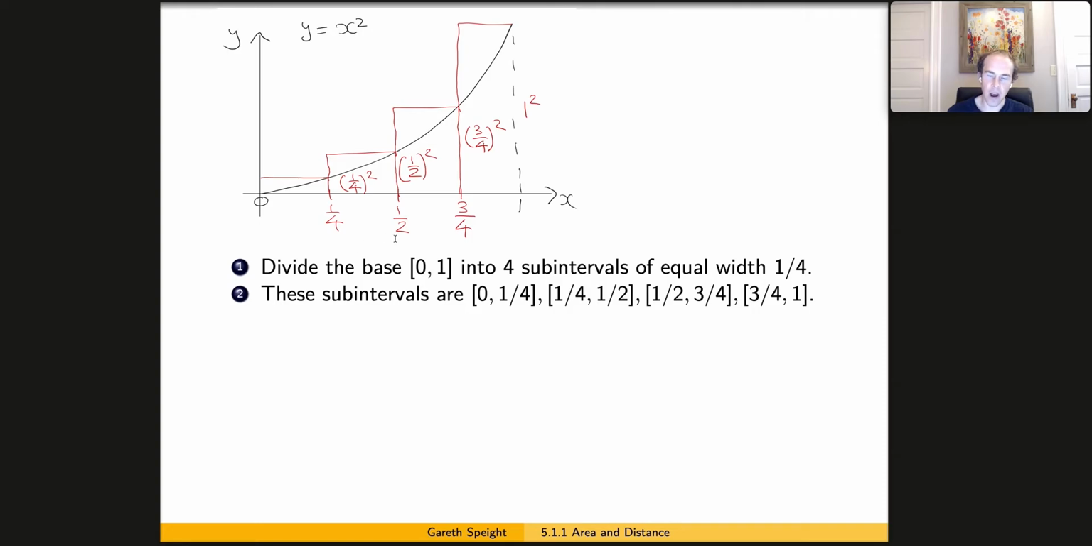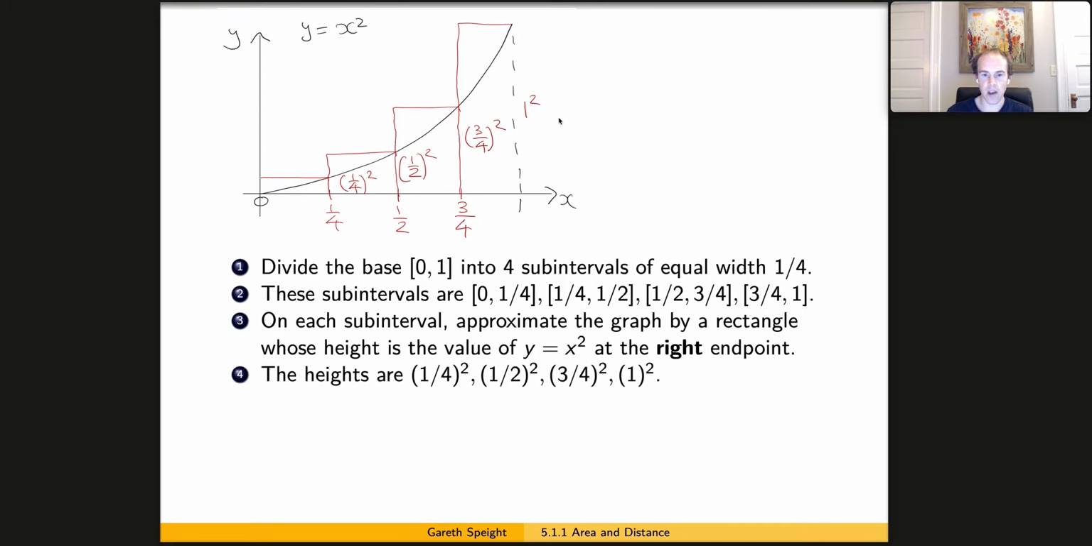For 1/4 to 1/2, we use the value of the function at the right endpoint, which is a half. Plug that into the function, we get a half squared. For a half to 3/4, the right endpoint is 3/4. We evaluate the function at 3/4, so 3/4 squared is the height of our rectangle. And then lastly, from 3/4 to 1, we use the value of the function at the right endpoint, so we'd use 1 squared. That's the height of our rectangle. So now we managed to specify both the base and the height of the rectangles.